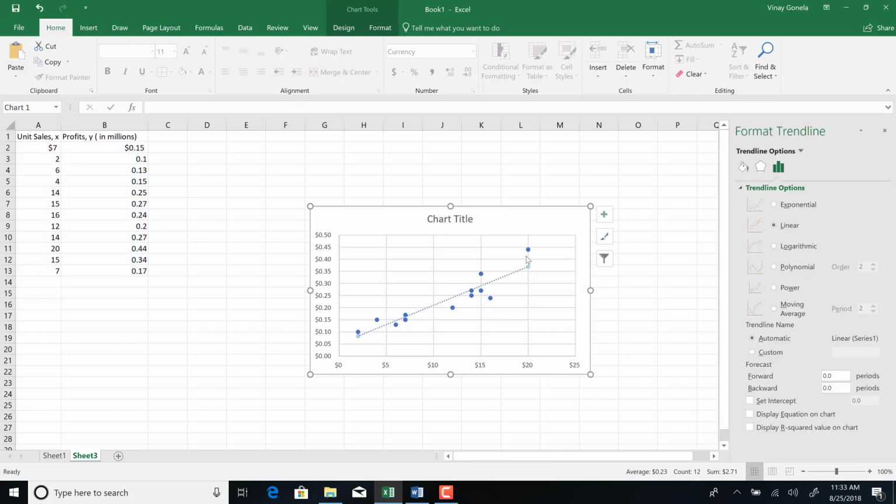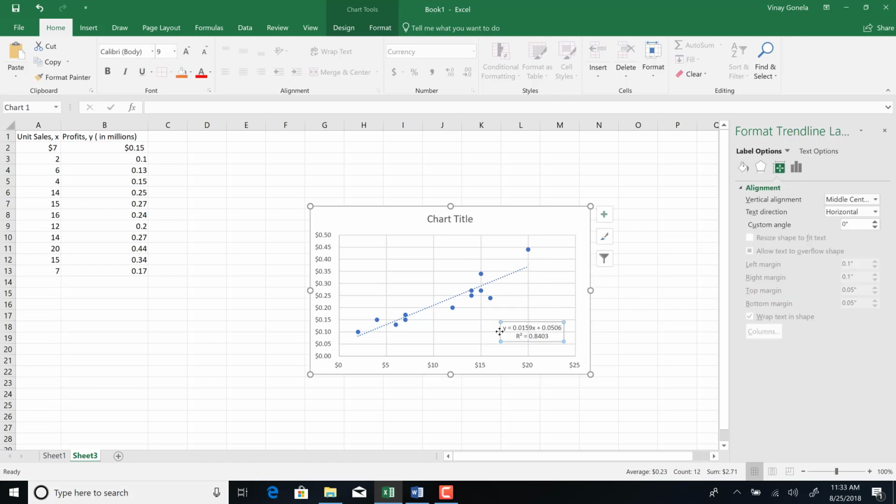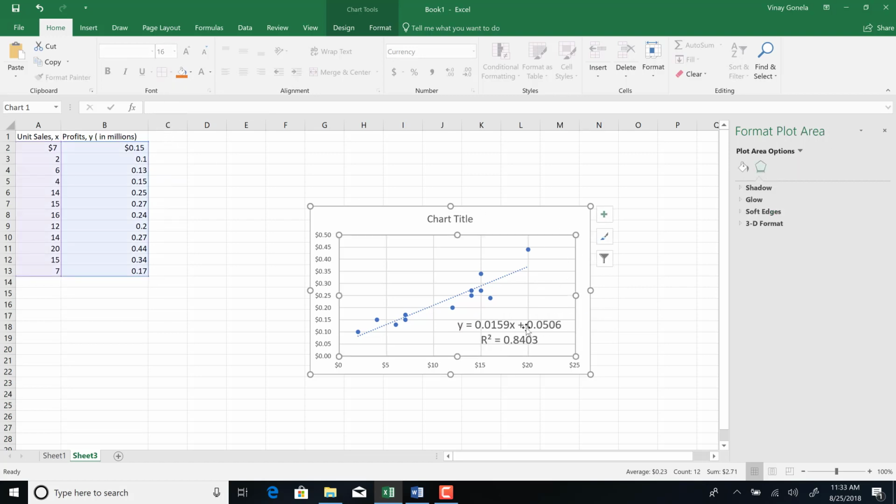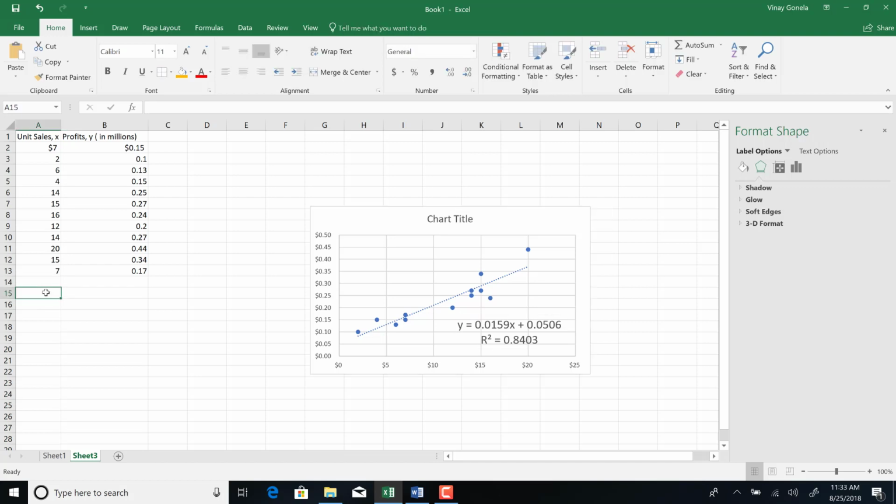You got the line, so it's a linear line. Display equation and display R squared value on chart. So you have to click on these two. So once you get that, I can bring this down and make it bigger. So that is our equation and the R square value. So our equation would be y is equal to 0.0159 x plus 0.0506. So y is our profit and x is our sales. So in this case we have an equation where y is our profit and x is our sales.